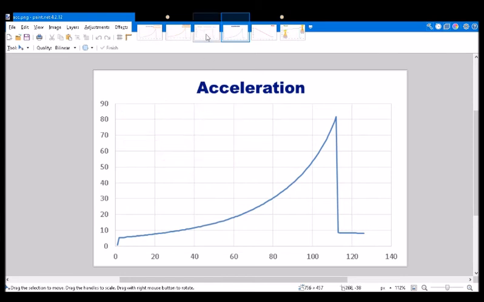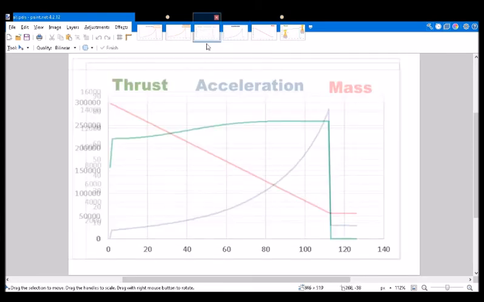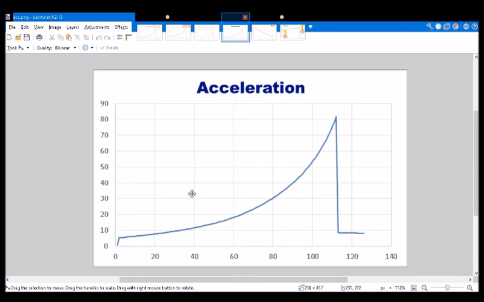So now let's put the three graphs all together. The thrust in green, the acceleration in blue, and the mass in red. You see the mass is decreasing, and the acceleration is increasing. And the thrust, of course, doesn't care about anything except the atmospheric pressure, and so it kept increasing a little bit. Now I'd like to go back to acceleration. This is the actual acceleration that the rocket faced. Now I'll show you the calculated acceleration.